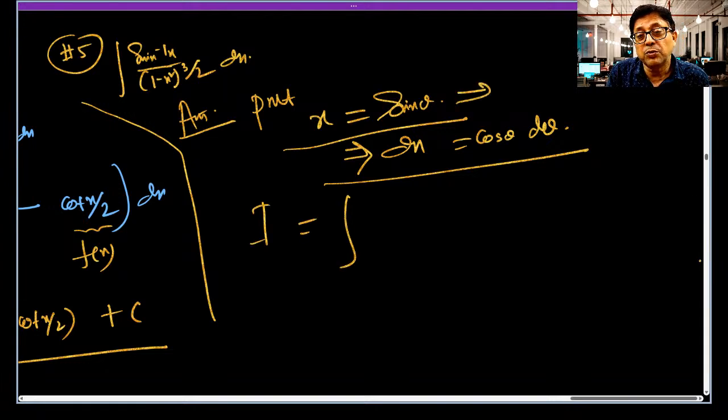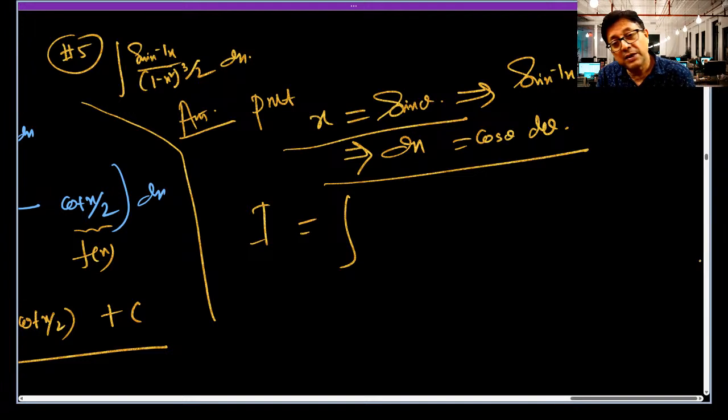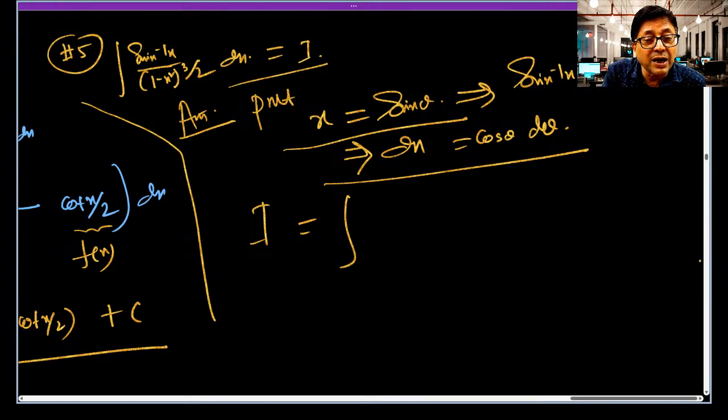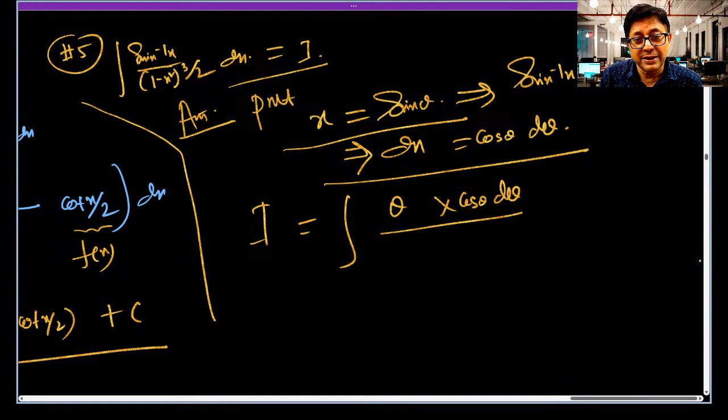Sine inverse x, what to write? Sine inverse x is theta. So the given integrand, if you have taken this, it is going to be what? Theta, cos theta d theta, that divided by 1 minus sine square theta whole to the power 3 by 2.